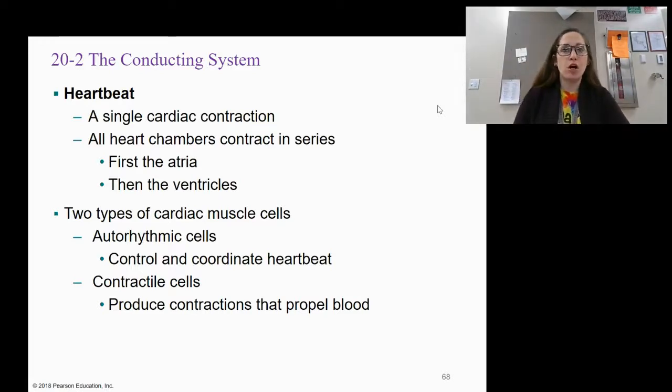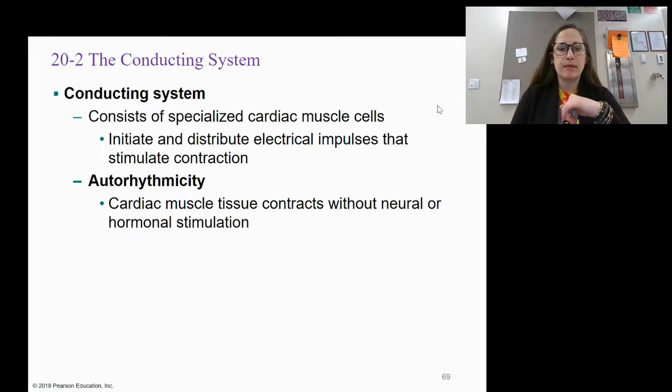The first are called autorhythmic cells, and basically these are the cells that initiate, control and coordinate the heartbeat, because that is internally controlled within the heart muscle. And then you have contractile cells, the cells that are actually going to do the heavy lifting, if you will, the contractions that result in blood being propelled throughout the body.